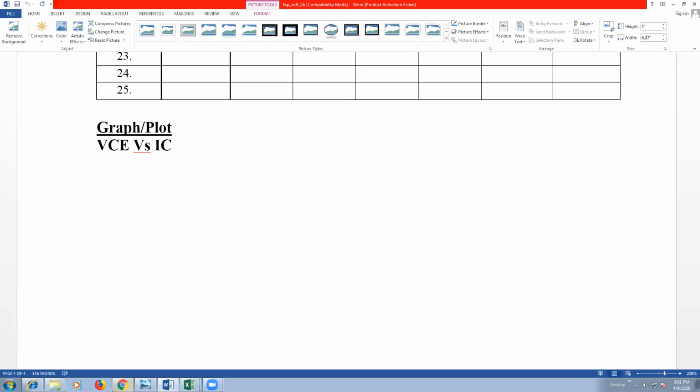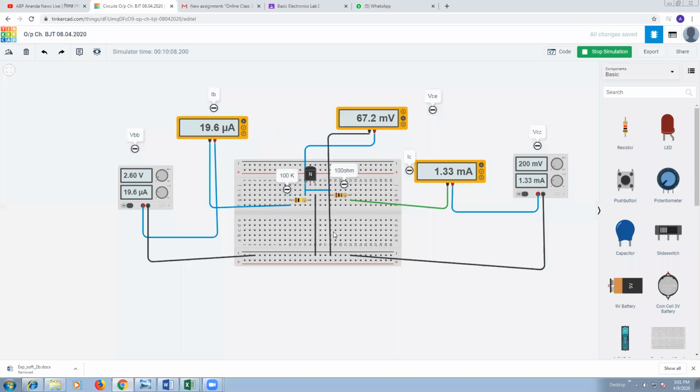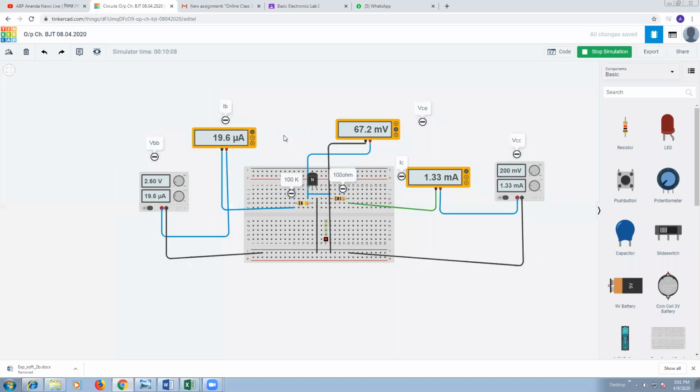Now I'm going to the Tinkercad software. So you can see here the Tinkercad software, how it looks. Here I have already made the circuit. You can see this NPN transistor. If we keep the flat surface towards ourselves, then the leftmost terminal is the collector, the middle one is the base, and the right one is the emitter.